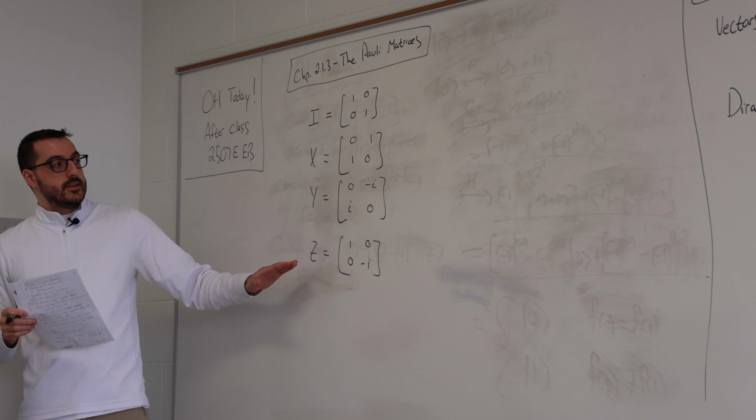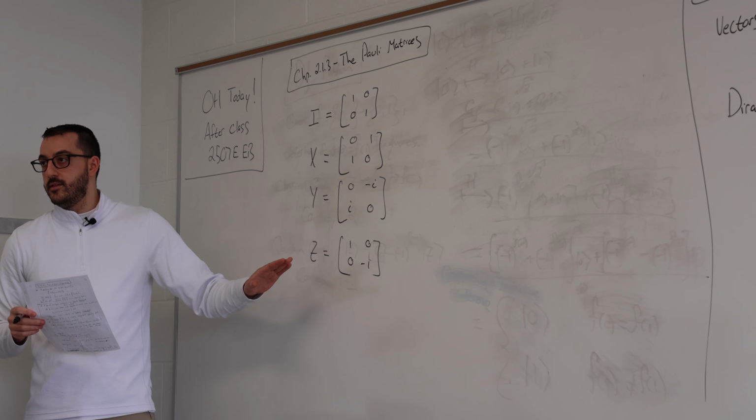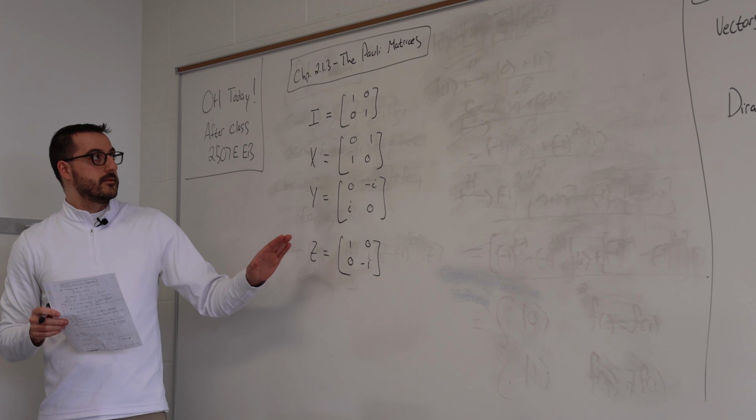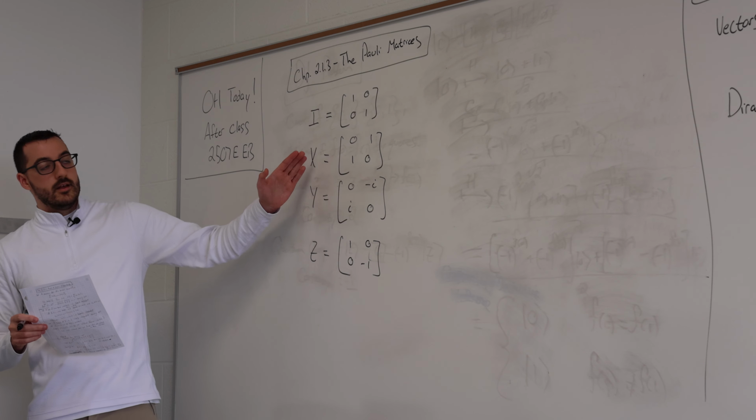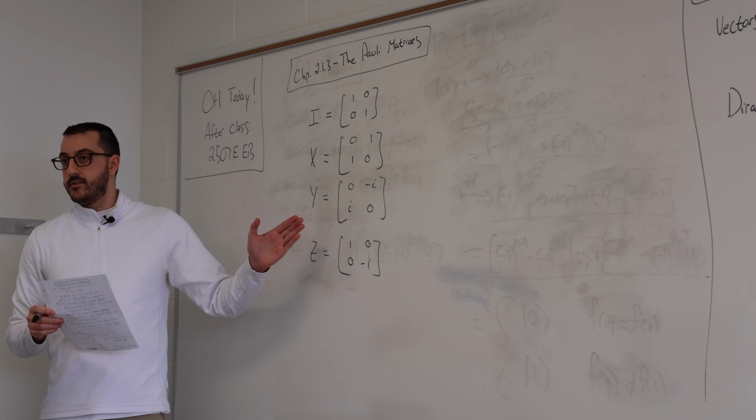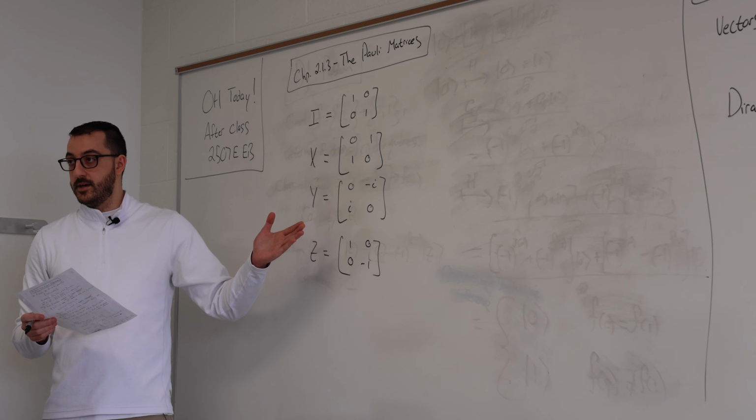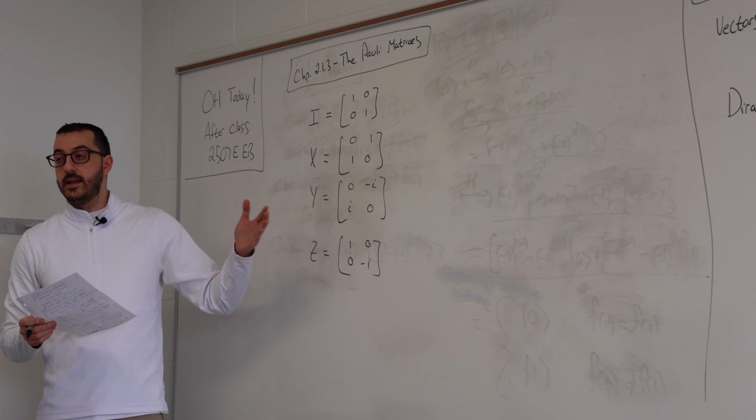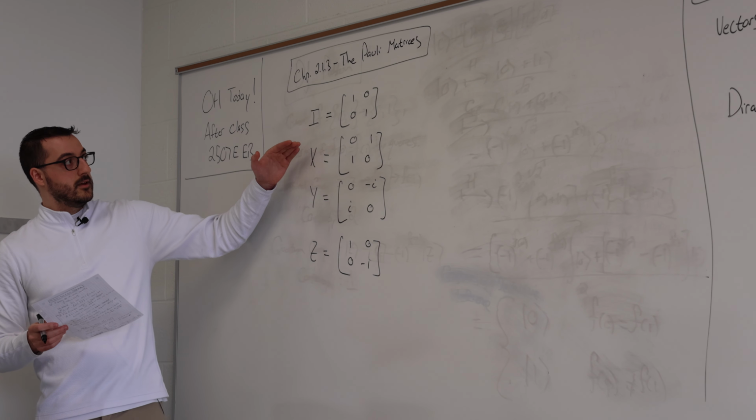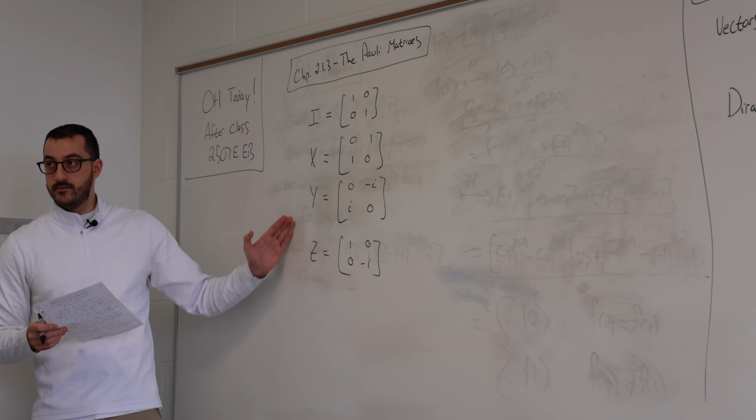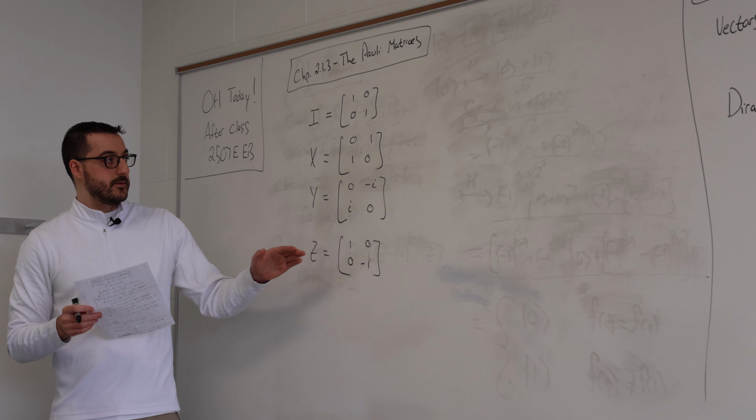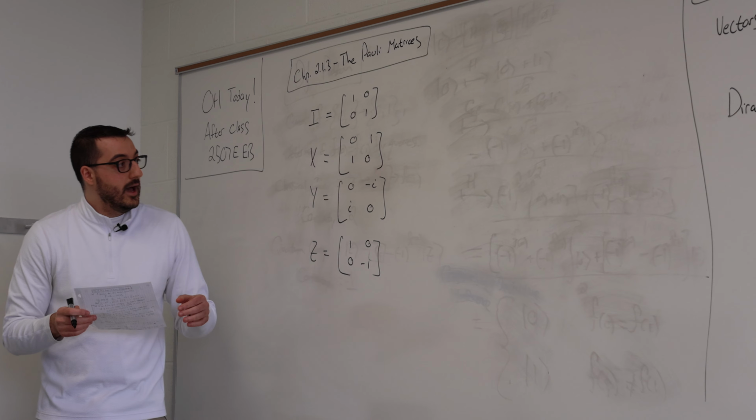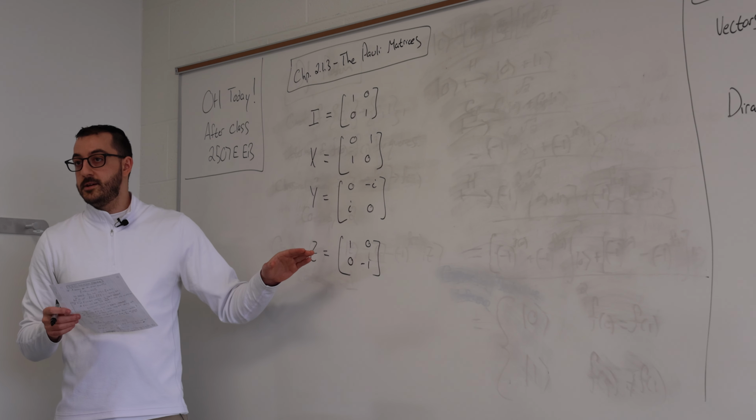Why do we care about these? There are some very nice properties about these matrices. First, they form a basis for the space of 2x2 complex matrices. Okay? So that means that I could write any 2x2 complex matrix as a linear combination of these 4. So a basis for the space of 2x2 matrices. And it's a basis with very special properties.